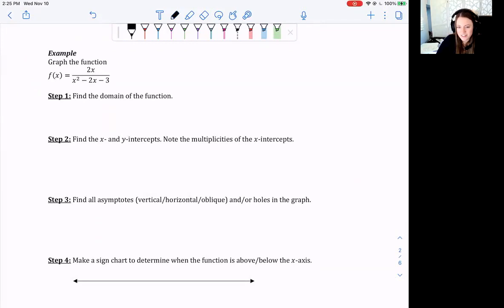First things first, we need to factor. So this guy here factors into 2x all over (x minus 3) times (x plus 1). To find the domain of a function, we're taking the denominator and setting it equal to 0, and we're taking those values out of our domain, because wherever the denominator is equal to 0 cannot be within our domain. So x cannot be equal to 3, and x cannot be equal to -1.